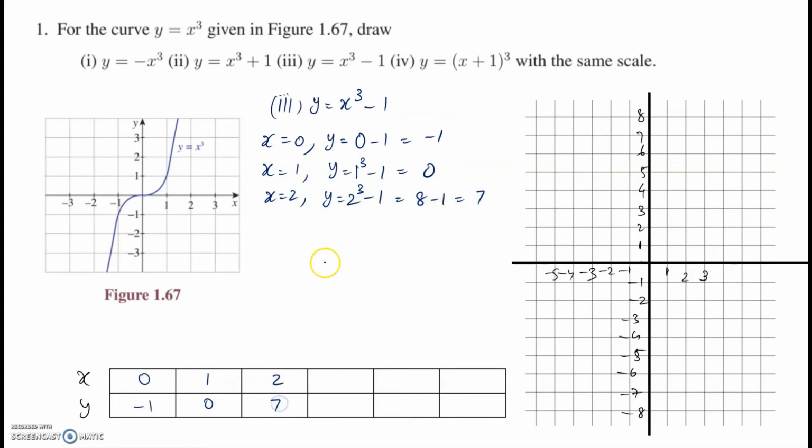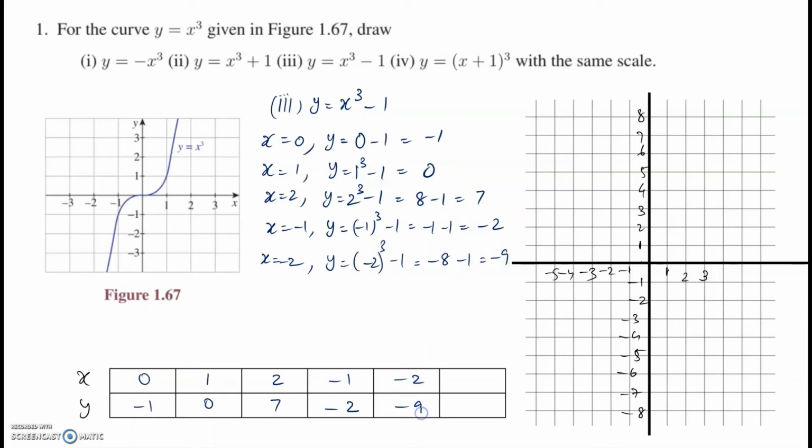2 and 7. Then when x is equal to minus 1, y is equal to minus 1 cubed minus 1, that is minus 1 minus 1, minus 2. Minus 1 and minus 2. When x is equal to minus 2, then y is equal to minus 2 cubed minus 1, that's minus 8 minus 1, minus 9. Minus 2 will be minus 9.